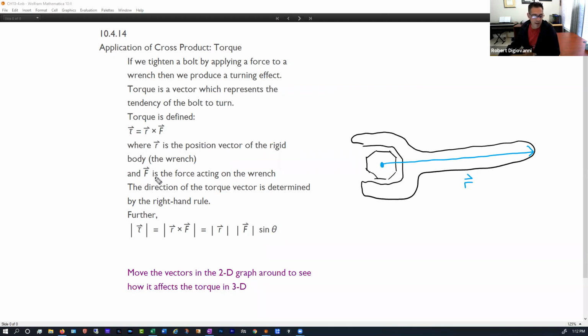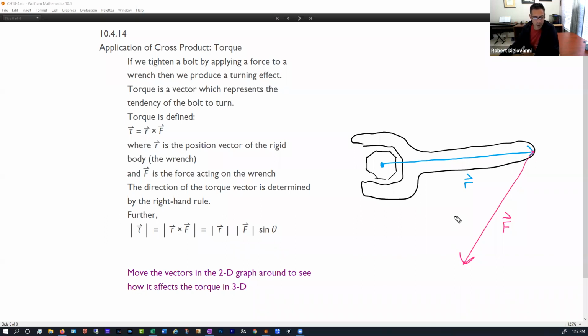And then our F vector is the force that is acting on the wrench. So we could represent that with another vector, and it could be anywhere. So maybe I'll just attach it, tail to tip, tip to tail here. We'll just call that F. Okay, so here's a vector R, here's a vector F. If we take the cross product of these two vectors, then we get a new vector, which is the torque vector.